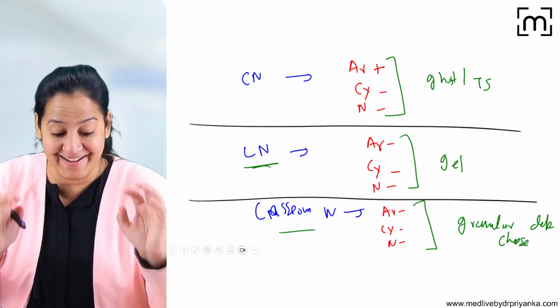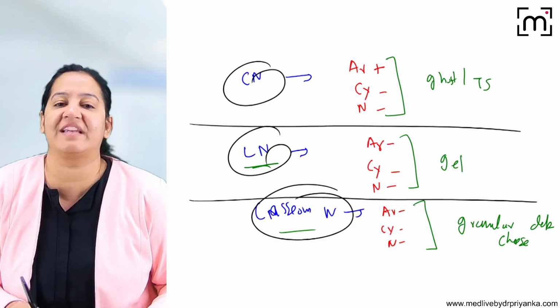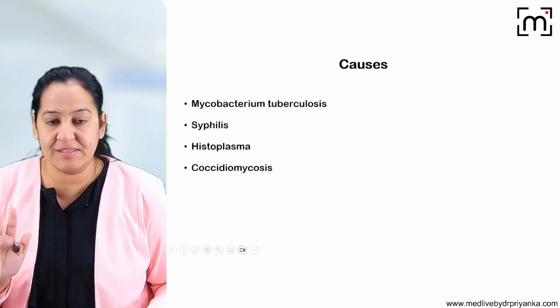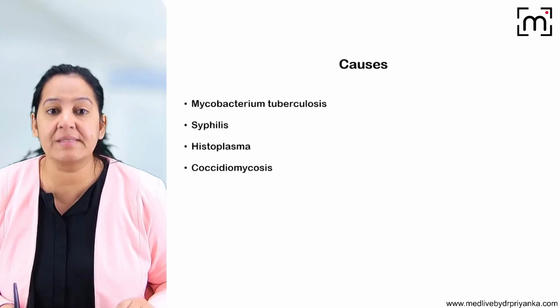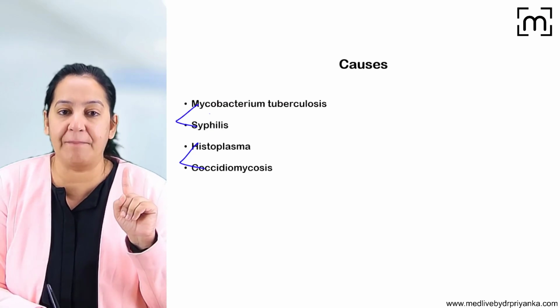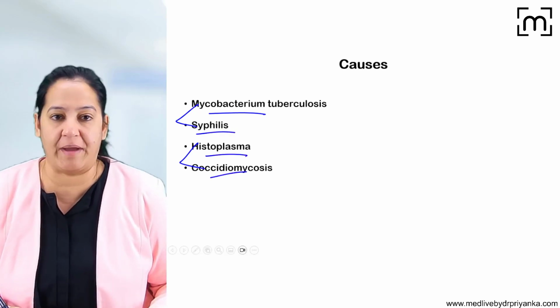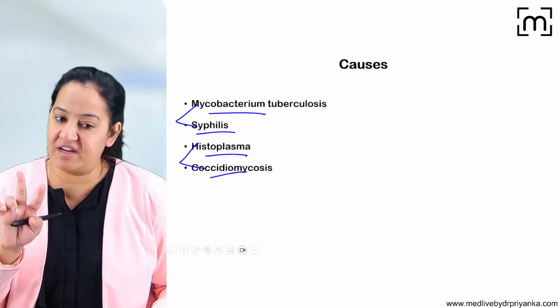So it's crystal clear. Now say the definition of all three: coagulative necrosis, liquefactive necrosis, and caseous necrosis. Learn the definitions. What are the causes of caseous necrosis? Two of them are bacterial causes, two of them are fungal causes. The two bacterial causes are Mycobacterium TB and syphilis. And the two fungal causes are Histoplasma and Coccidioidomycosis. So learn the four causes: two bacteria, two fungi.